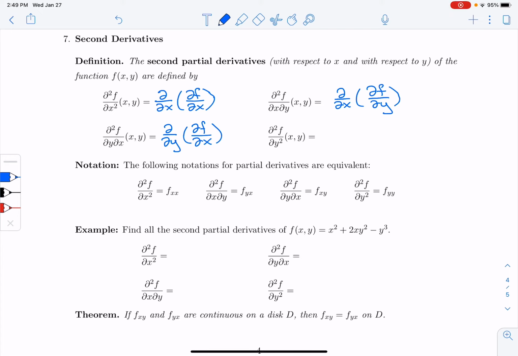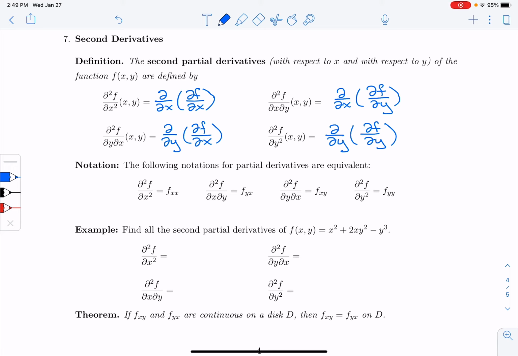And then I can also do d squared f dy squared. That's the second derivative with respect to y. So I'll take the derivative with respect to y of the derivative of f with respect to y. So in fact, there are four different possible second partial derivatives when my function is a function of two variables. We'll look at some notation, just like we did before.